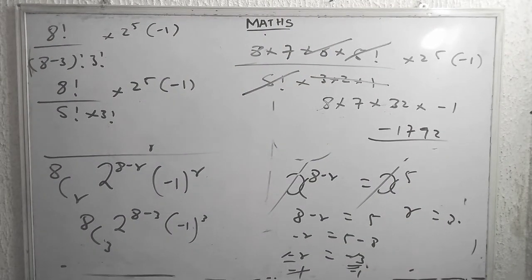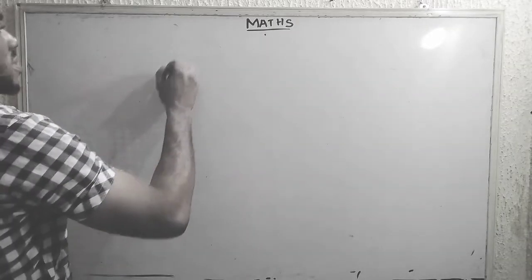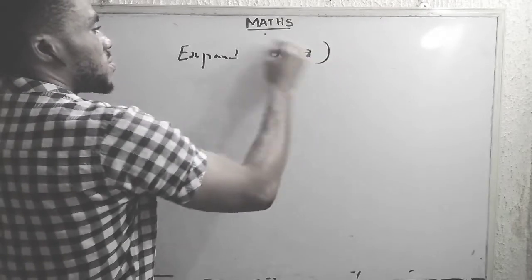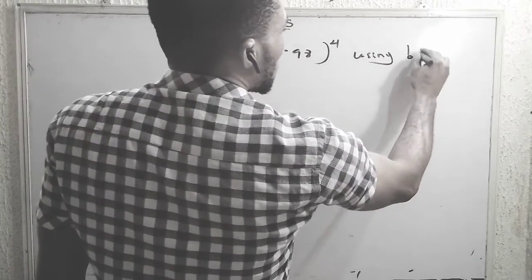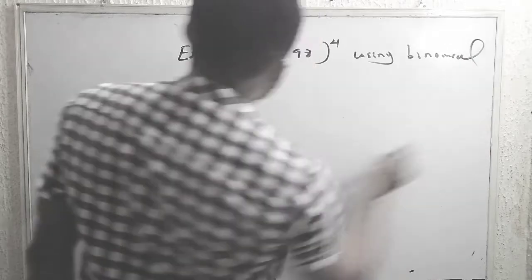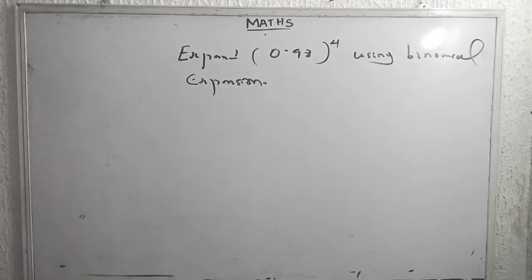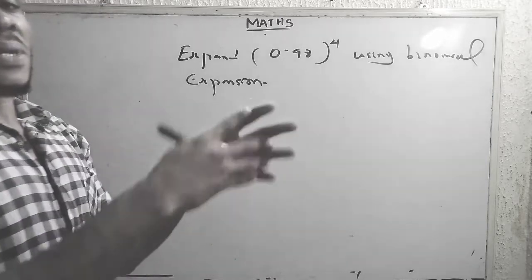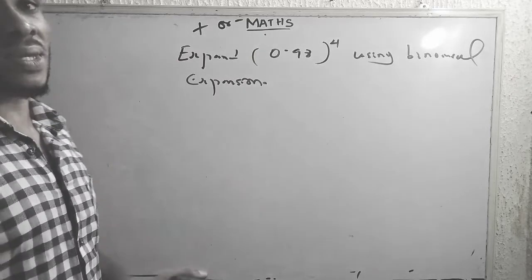And let's take a look at an example. Let us expand 0.98 raised to the power 4 using binomial expansion. Now, when you see a question like this, you have to, like I said, binomial is a pair of numbers combined by either plus or minus. So I need to make this to be in the same manner.